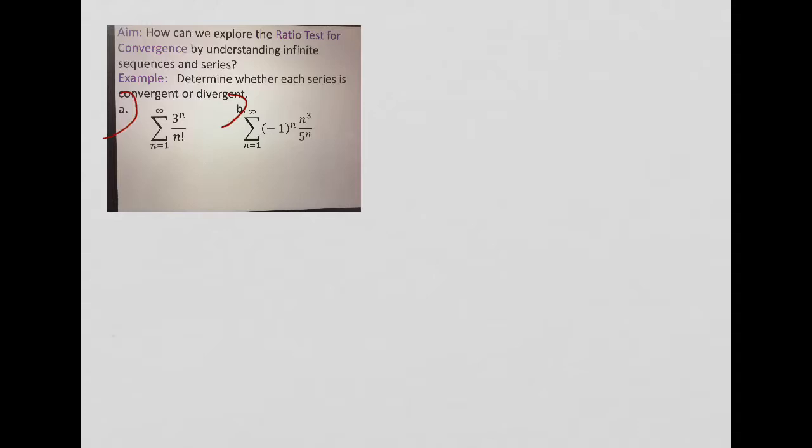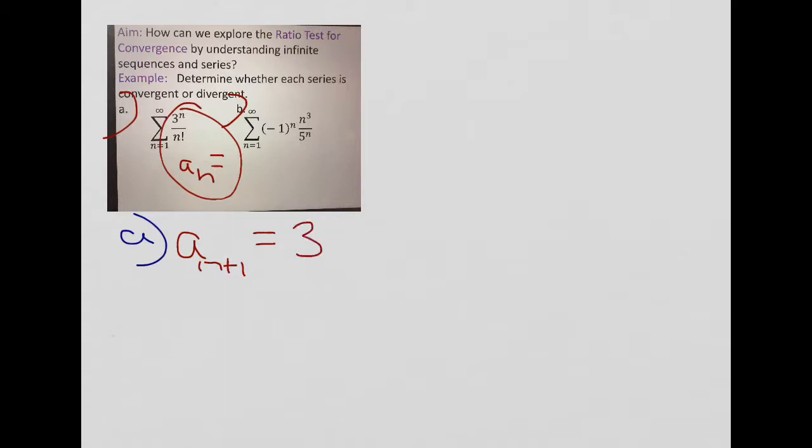So let's go and do part A. All right, so for part A, what we first want to do is find not a sub n, that would be a sub n here, but a sub n plus 1. This must be an n and a plus 1. There we go. A little bit better. That would be 3 to the power of n plus 1 over the quantity of n plus 1 factorial.